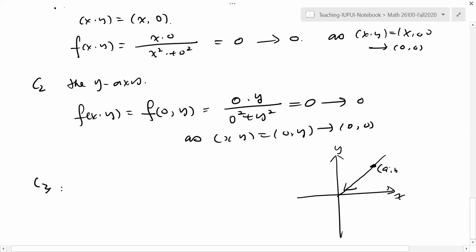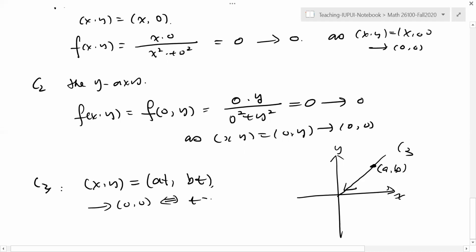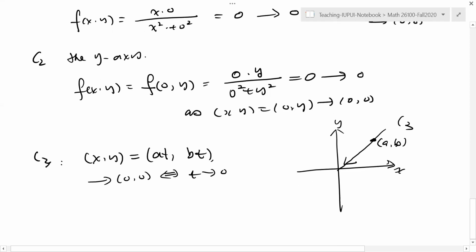Any other line, so I choose an arbitrary point, this is a, b. Along this line, which we call C3, x and y can be expressed in the form at, bt. This is not going to be the x-axis or y-axis. So this approaches 0 if and only if t approaches 0.